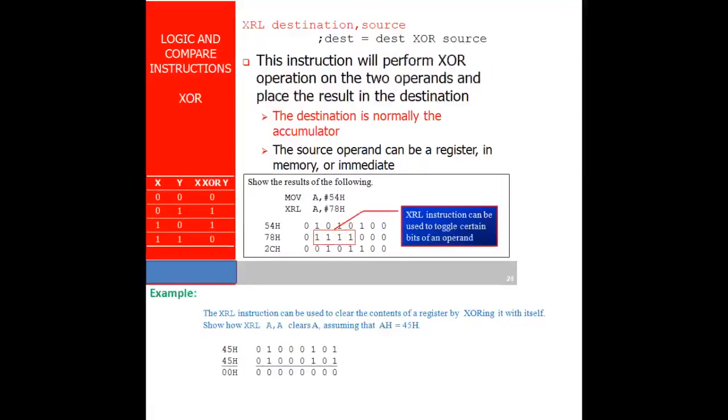Now let us consider the exclusive OR operation. This instruction will perform the XOR operation on two operands and place the result inside the destination, and the destination is normally the accumulator.